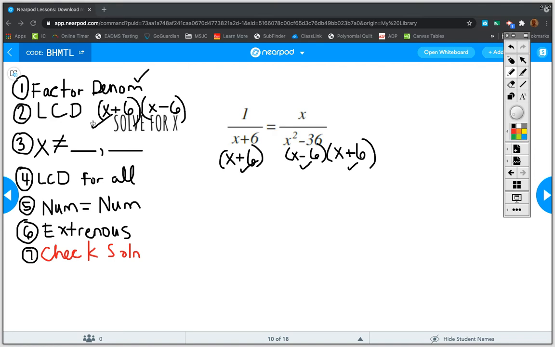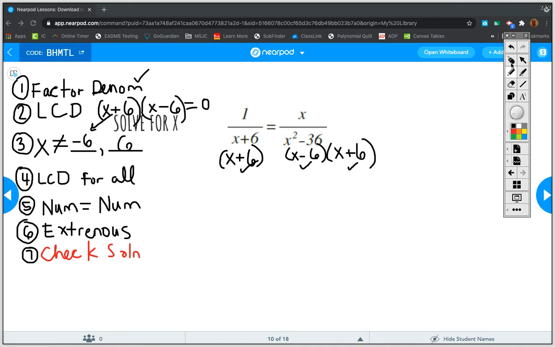Right from there, I can start talking about what numbers I don't want x to be. Any number that's going to turn the factors on the denominator to 0, I don't want x to be. So if I were to plug in negative 6 here, plus 6, that would give me 0. I don't want x to be negative 6. And if I were to plug in positive 6 here, I would get 0. So I don't want x to be positive 6 either. Right? And the quick way to do it is just to take each factor, set them equal to 0, and solve. You can do it with mental math also.